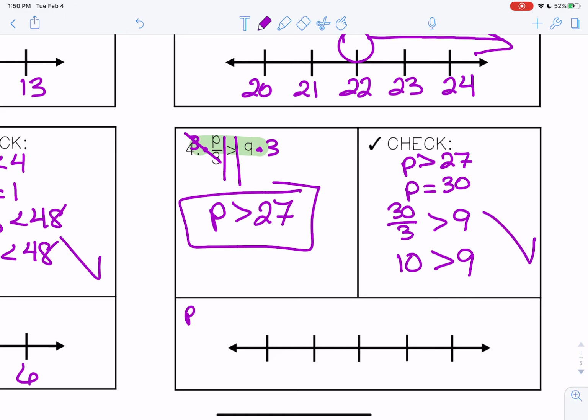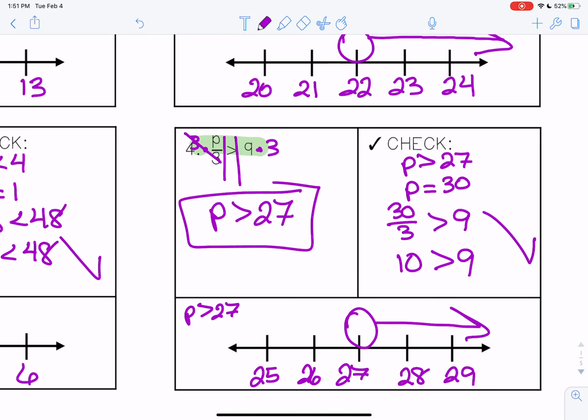Now I'm going to graph my answer. 27 is going to go in the middle. I'm going to choose a couple of numbers bigger, a couple of numbers smaller, and I'm going to put my bubble on 27. There's no equal sign under that symbol, so the bubble stays open. And if P is all the numbers bigger than 27, then I'm going to point my arrow towards all the numbers bigger than 27.